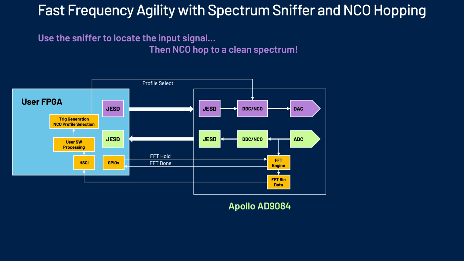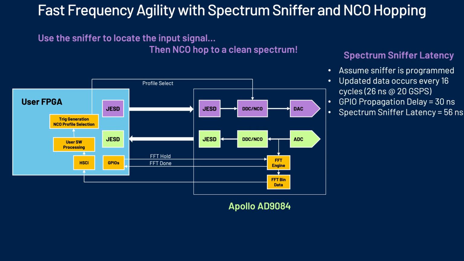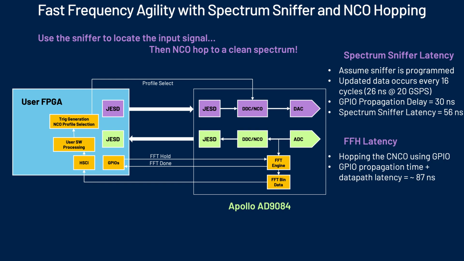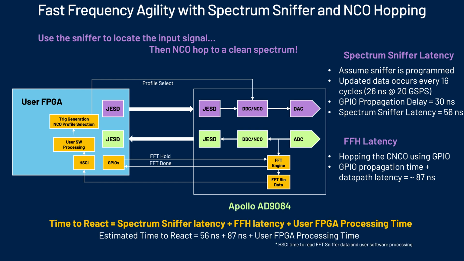Expect the FFT sniffer latency to be 56 nanoseconds with it already programmed and operating in normal magnitude mode with real data in continuous disabled. The fast frequency hopping latency will be the GPIO propagation latency, plus the latency in the data path from the NCO to the DAC output. Overall, the estimated time to react is the sniffer latency with the fast frequency hopping latency, and the user's FPGA processing time, which includes the time to read the sniffer data with HSCI and the user's software processing.